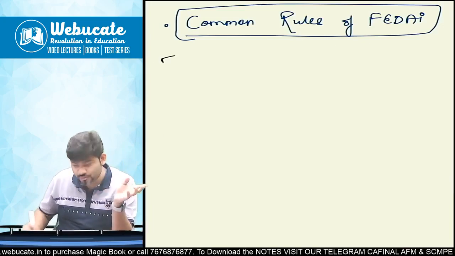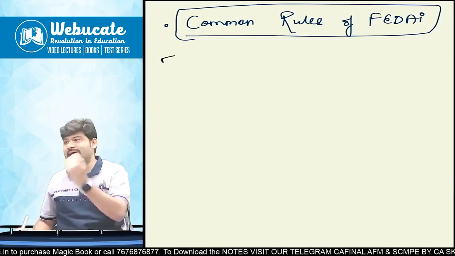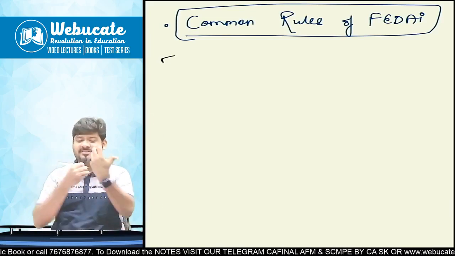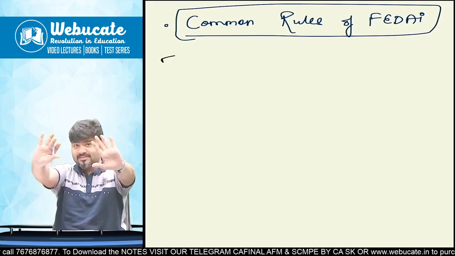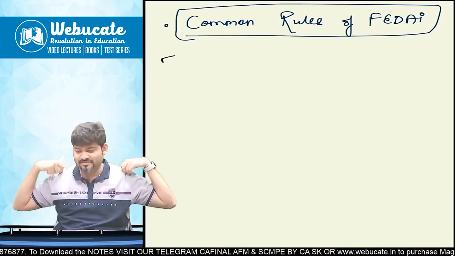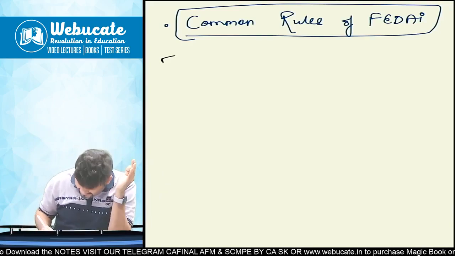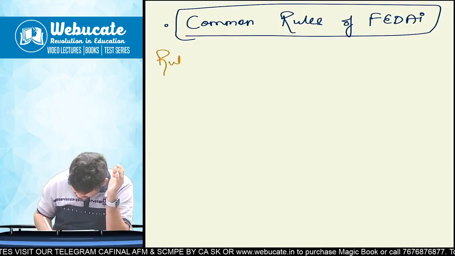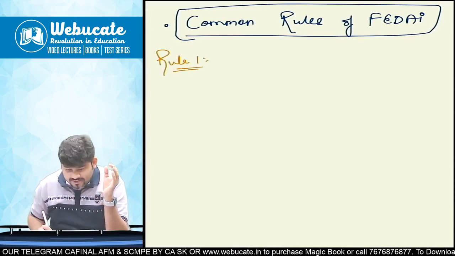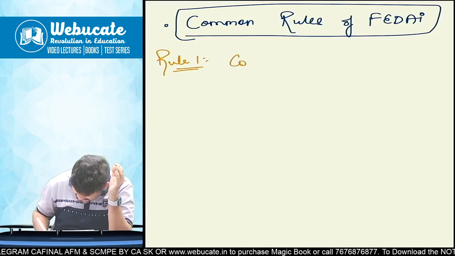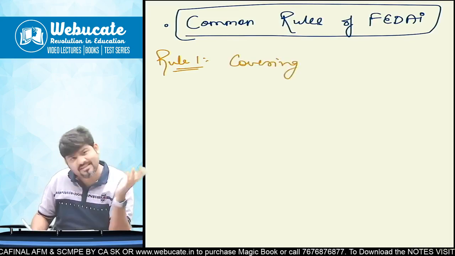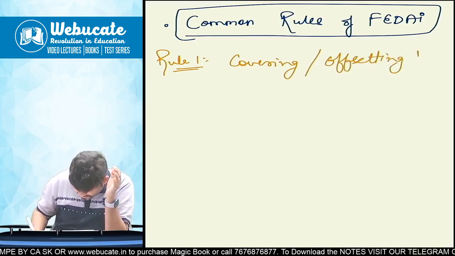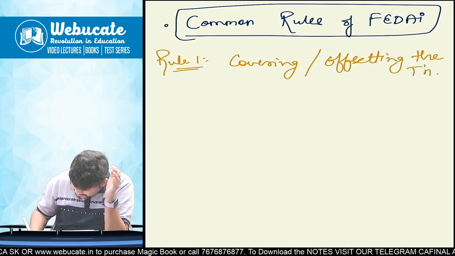Should I dictate it to you? Usually I tell you this rule when I am explaining the question. But now that we have discussed and you've understood, hey guys, please confirm, are you understanding so far, whatever we have done? Yes. Chalo. So now let's write this down. Rule one, so to say. Rule one, what is that? Covering or offsetting the transaction. Other things as and when they come, we will write. Don't worry.